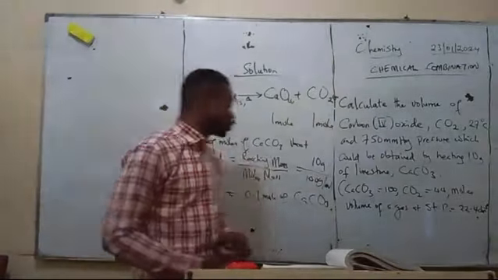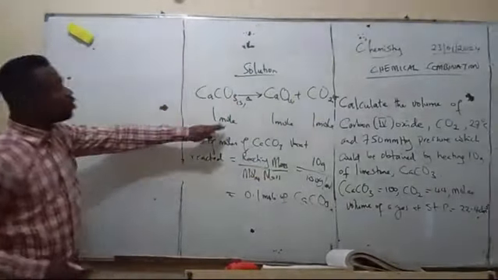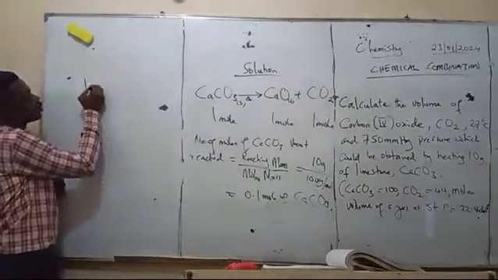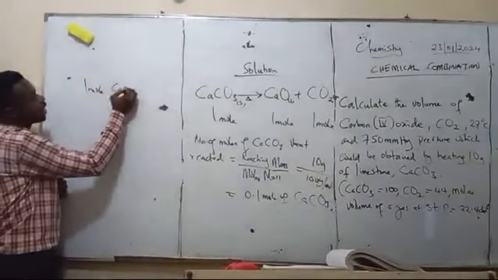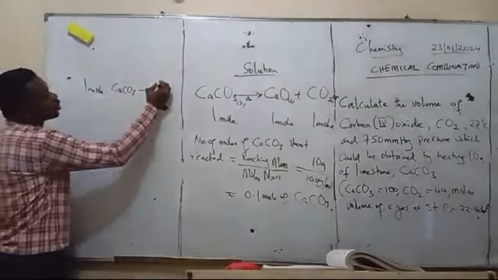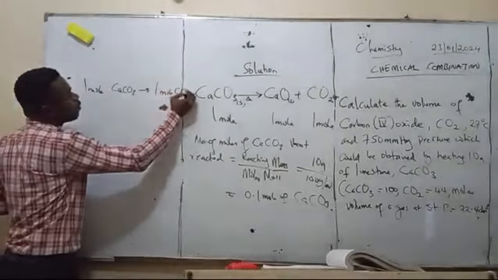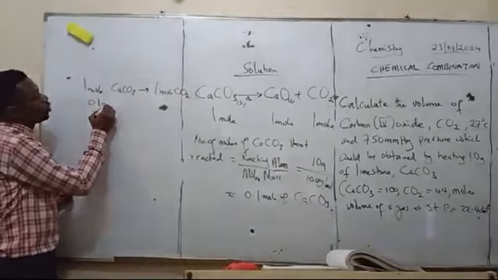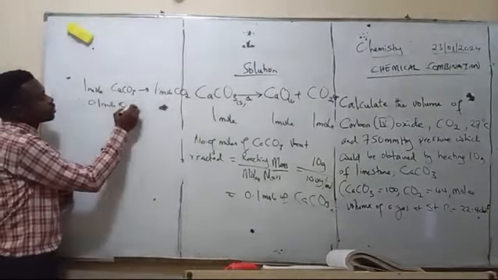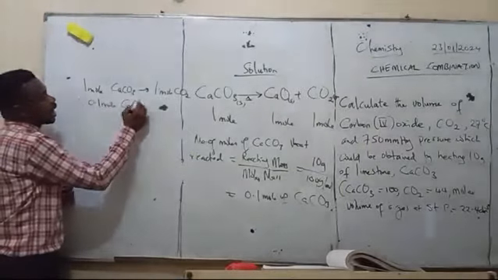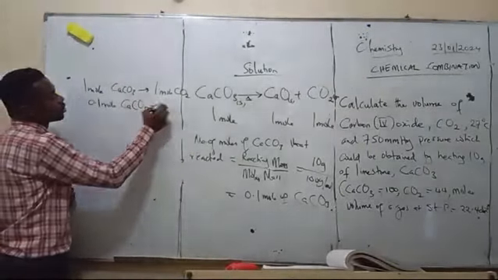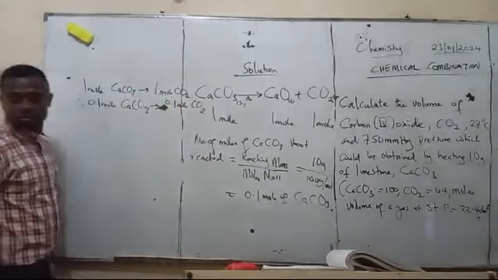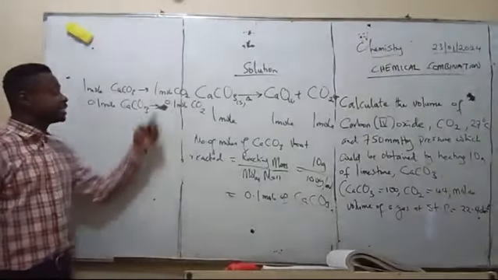0.1 mole of calcium carbonate was reacted. But if you go to the mole ratio, 1 mole of calcium carbonate yields 1 mole of carbon dioxide. Therefore, 0.1 mole of calcium carbonate will yield 0.1 mole of carbon dioxide. So the mole of carbon dioxide is 0.1 mole.